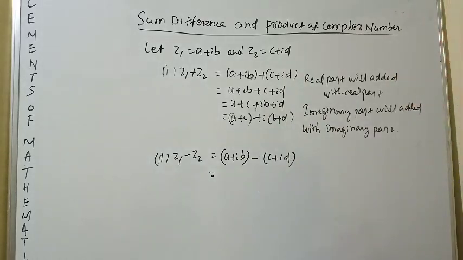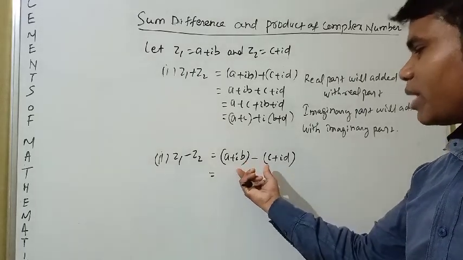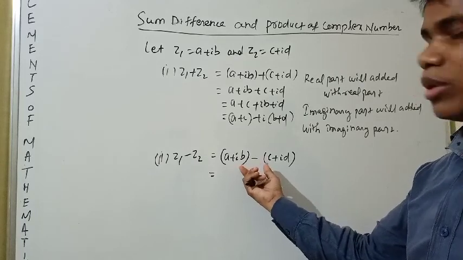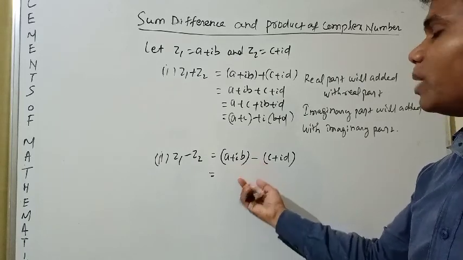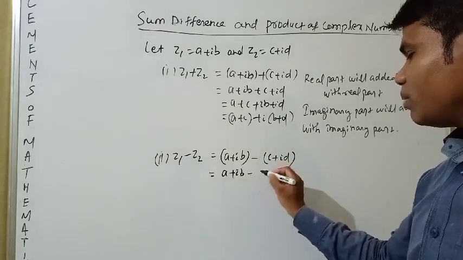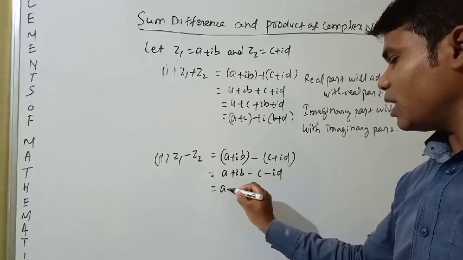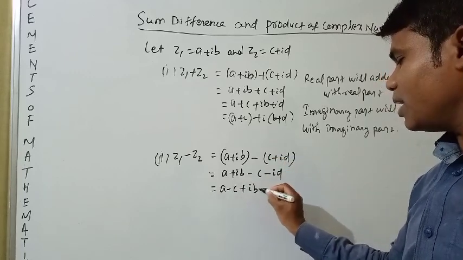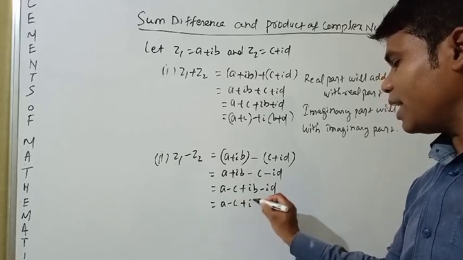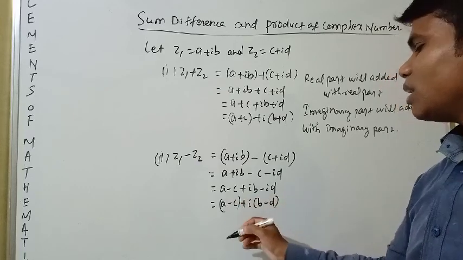When A plus IB is a complex number, C plus ID a complex number, if we subtract these two, that means we have to subtract real part from real part and imaginary part from imaginary part. That means you write here A plus IB minus C minus ID, that is A minus C plus IB minus ID, equal to A minus C plus I into B minus D.